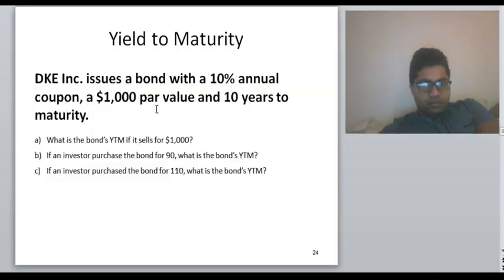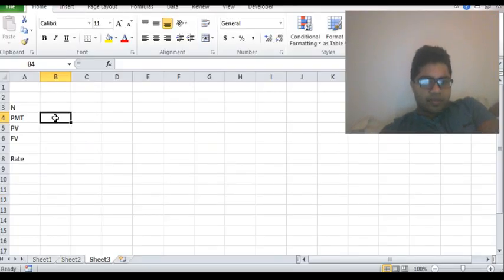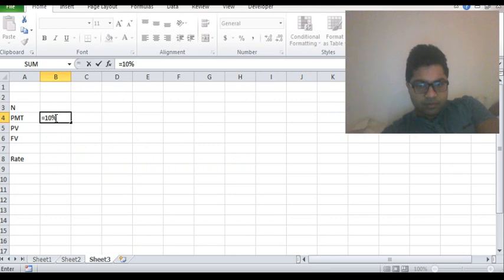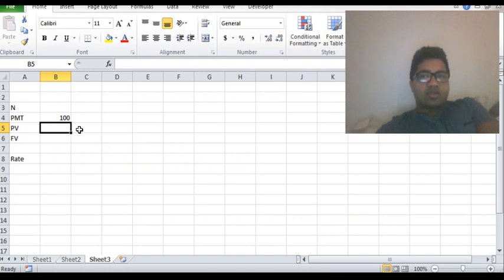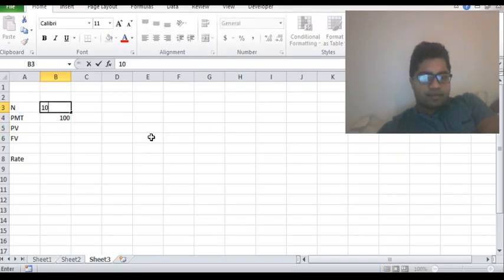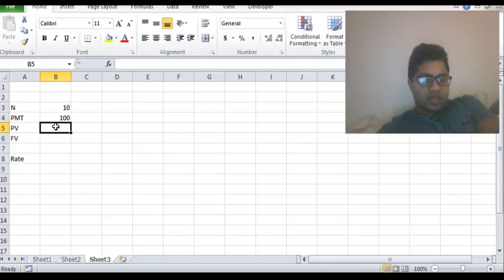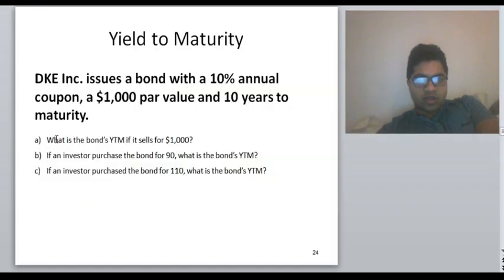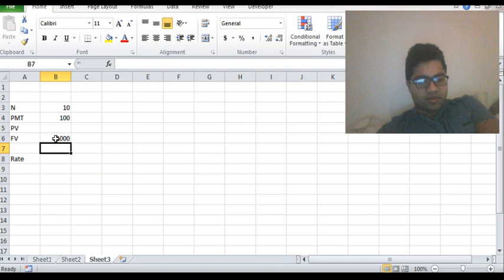10% annual coupon on 1000, PMT will be 10% multiplied by 1000, that is $100. Please note, I'm not dividing it by 2 because it is explicitly mentioned that it is an annual coupon. If it is not mentioned, you divide it by 2. N is given to be 10 years to maturity. PV is different in each case, and future value of the bond is 1000. It's a par bond, 1000.